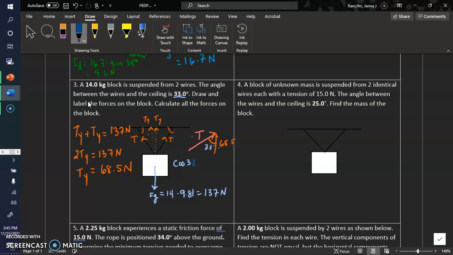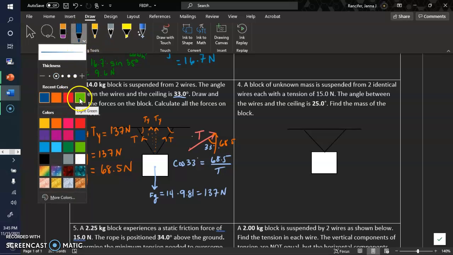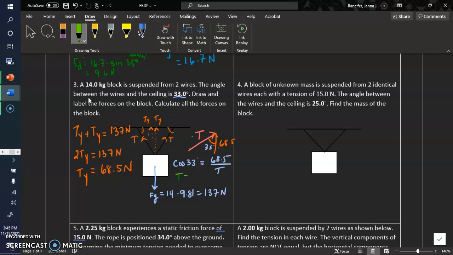So this is an adjacent side, this is a hypotenuse, I have an angle. Cosine of this angle will equal the adjacent side, 68.5 over tension. So the total tension will equal 68.5 divided by cosine 33 degrees. All right, so the tension in each of the wires, if I do 68.5 over cosine 33 degrees, is around 81.67, 81.7 newtons.